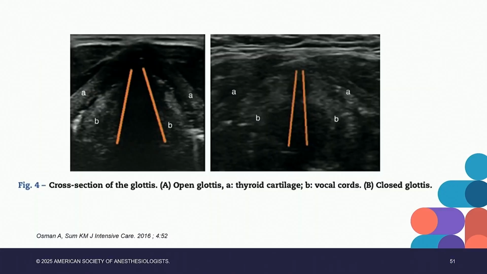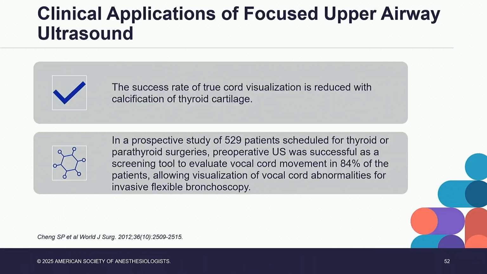And we have here put the ultrasound in the transverse view over the thyroid cartilage. You can see the vocal cords, and you can ask the patient to vocalize and say, ah, and you can see these vocal cords moving in front of you in real time. The success rate of visualizing the true vocal cords is reduced, of course, by calcification of the thyroid cartilage.